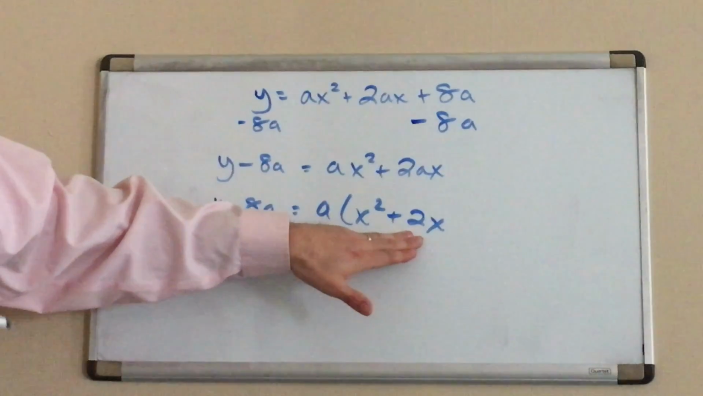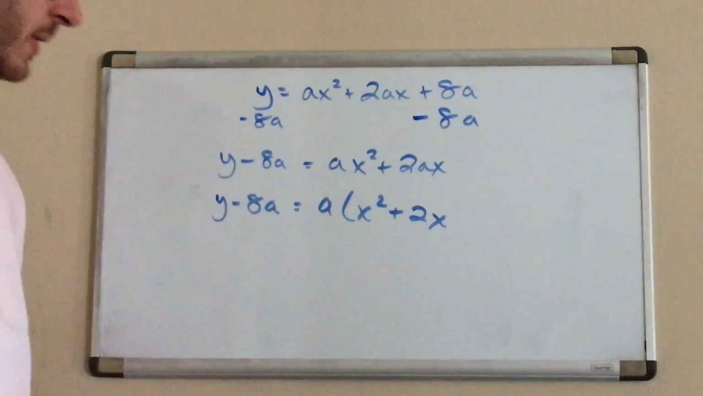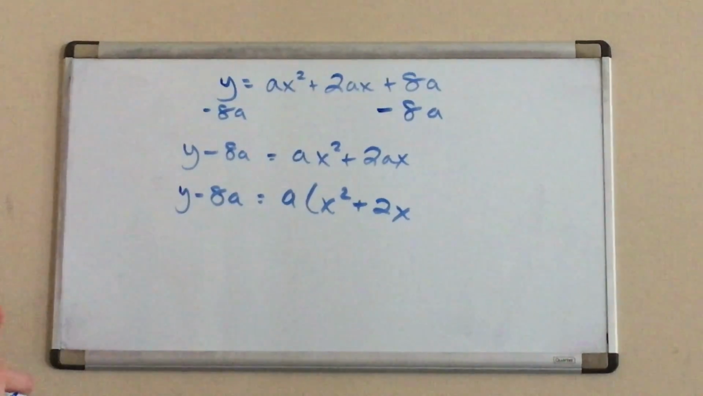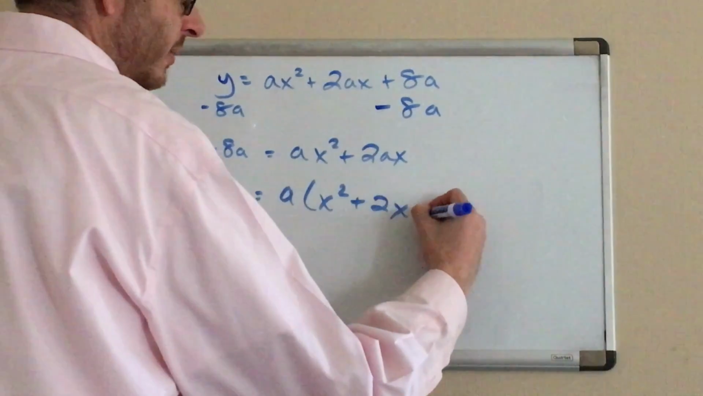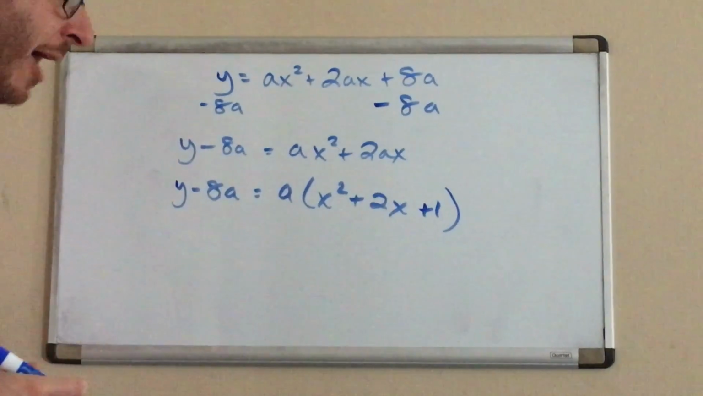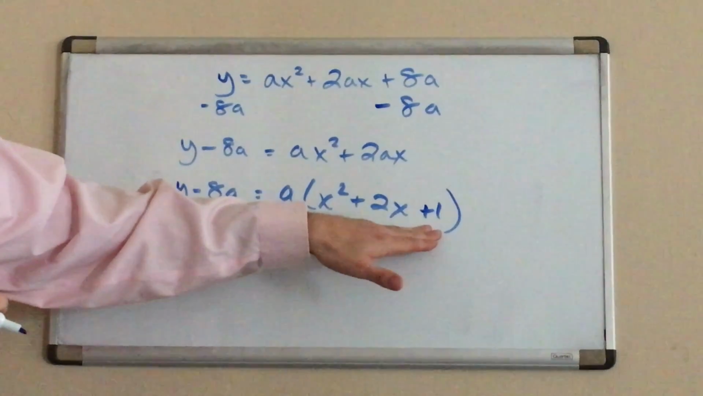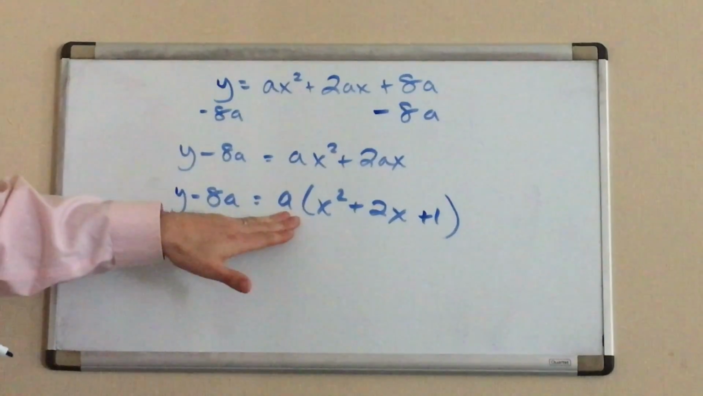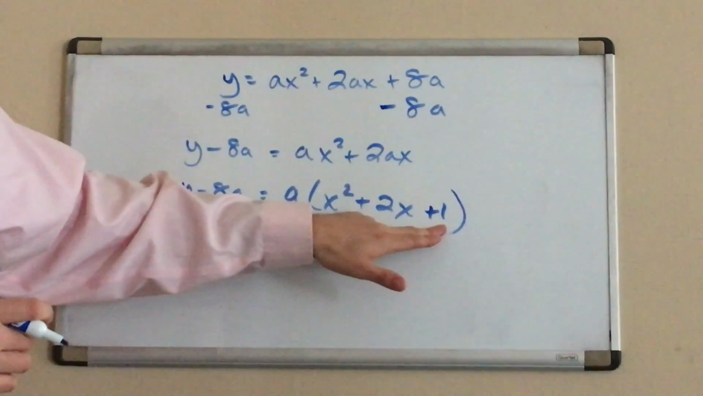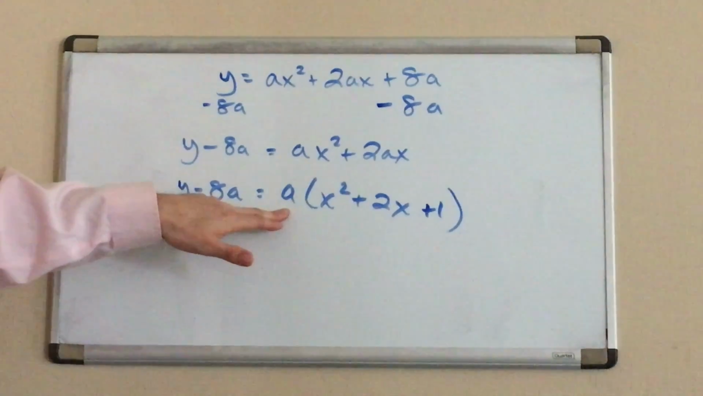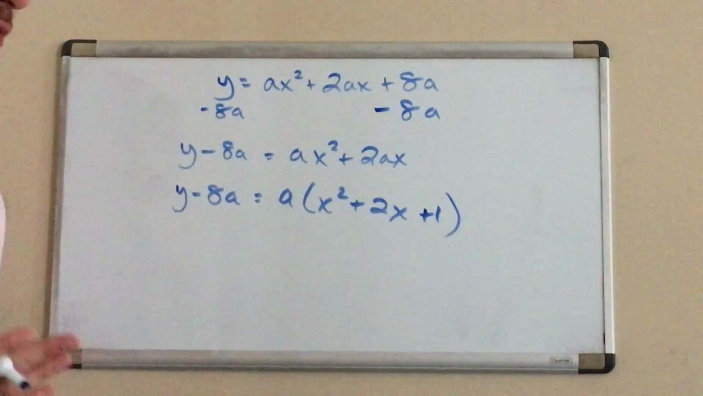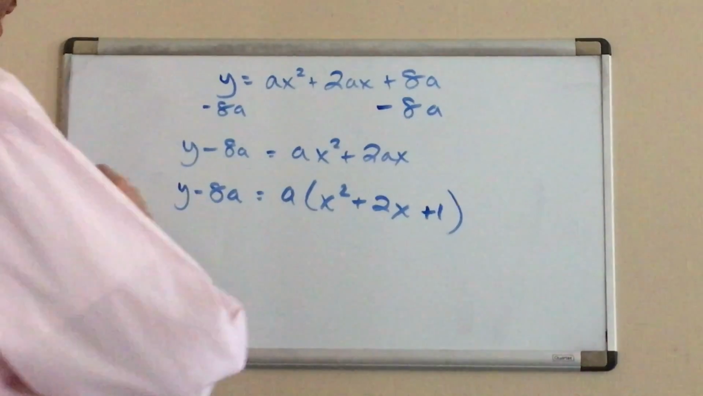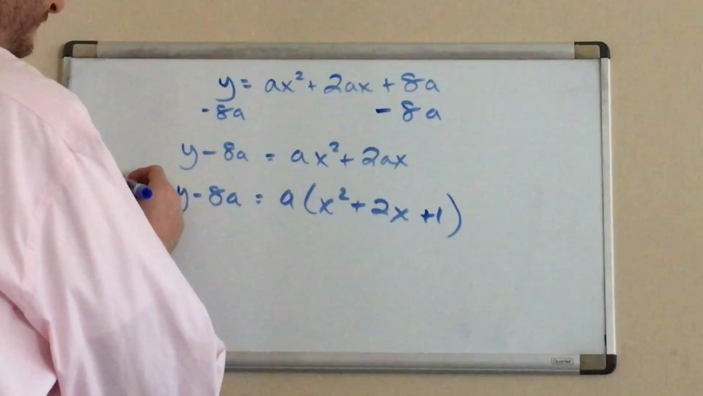I take my 2, or my b term, and I divide it by 2. 2 divided by 2 is 1. 1 squared is simply 1. However, if I added 1 here, I really added 1a. Remember, we have to multiply whatever term we have here by what's outside the parentheses. Therefore, to keep the equation balanced, I have to add another a term to this side.